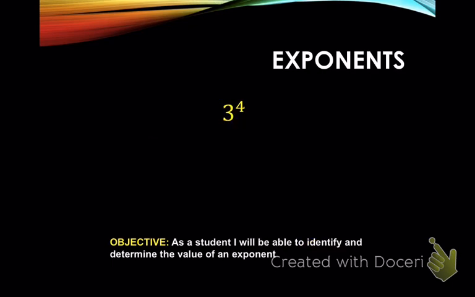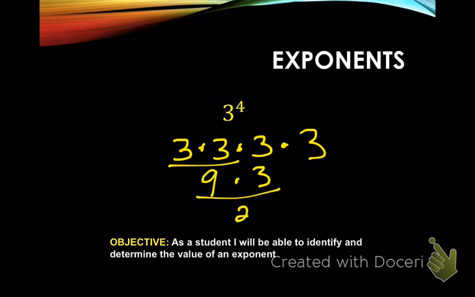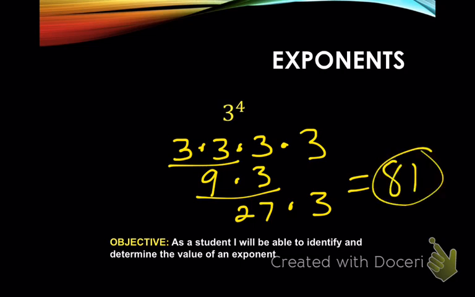Let's show you some more. All right, 3 to the 4th. Plain and simple, that means 3. Let's go back. 3 to the 4th. 3 times 3 times 3 times 3. 3 times 3 is 9. 9 times 3 is 27, and 27 times 3, well, that gives us 81, and that would be our answer. Congratulations. So 3 to the 4th power is 81.